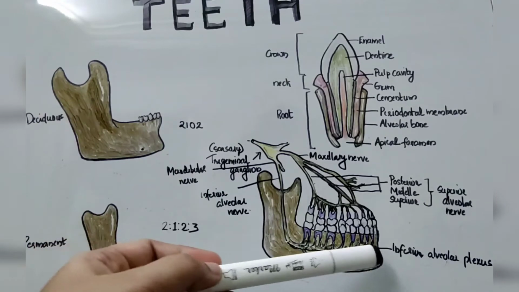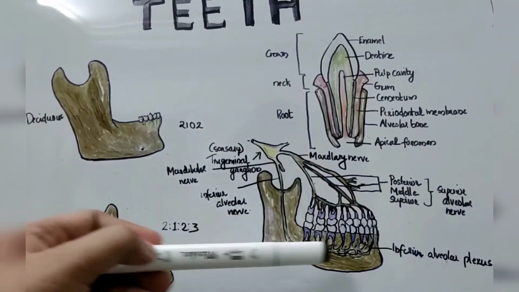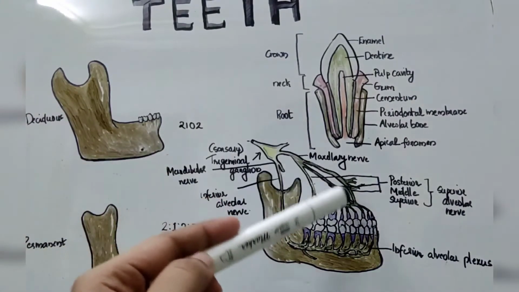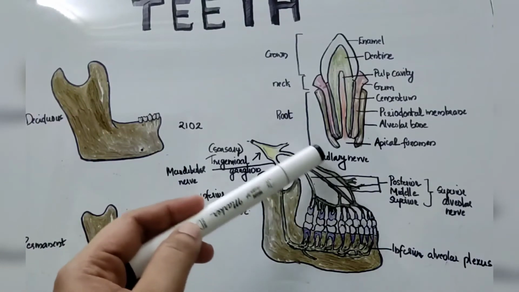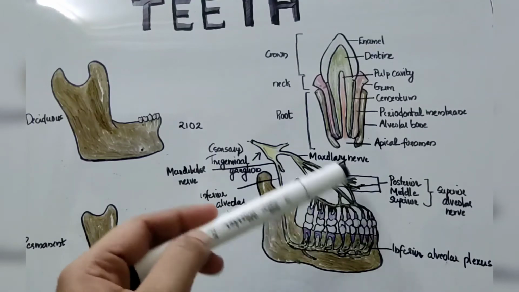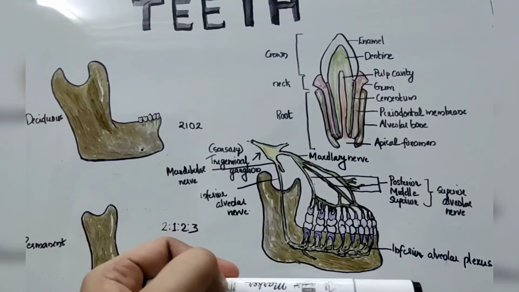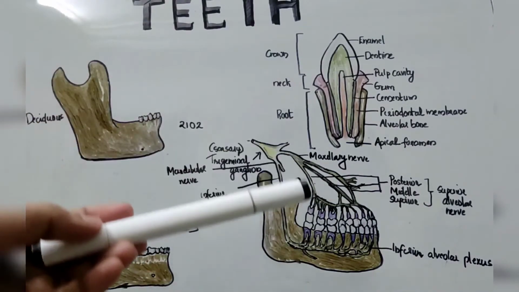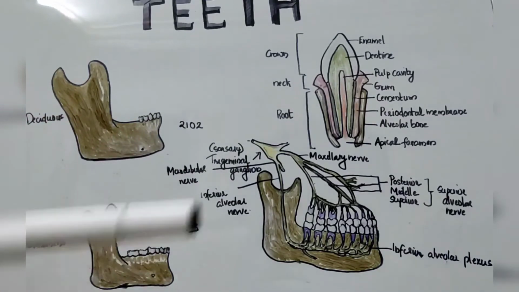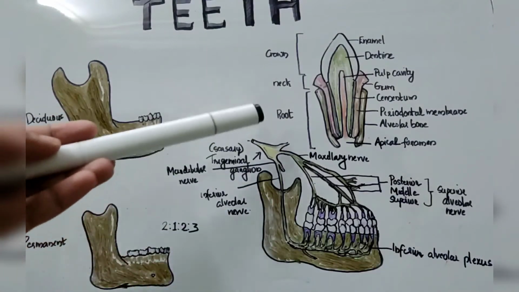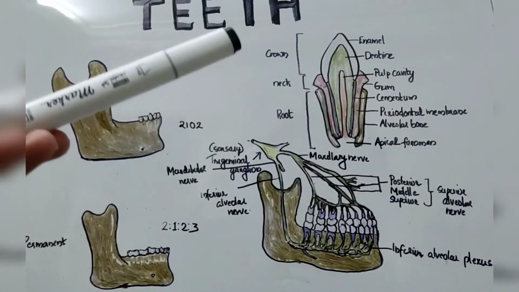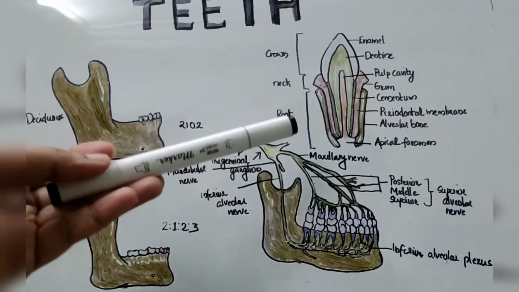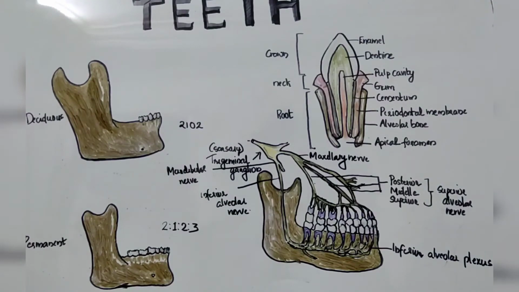The mandibular nerve forms the inferior alveolar plexus, and the maxillary nerve branches into the posterior superior alveolar nerve, the middle superior alveolar nerve, and the anterior superior alveolar nerve, and it supplies the upper jaw.